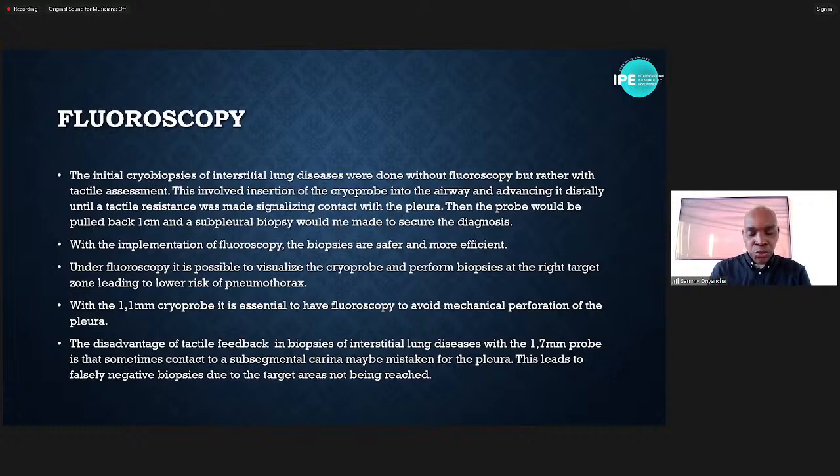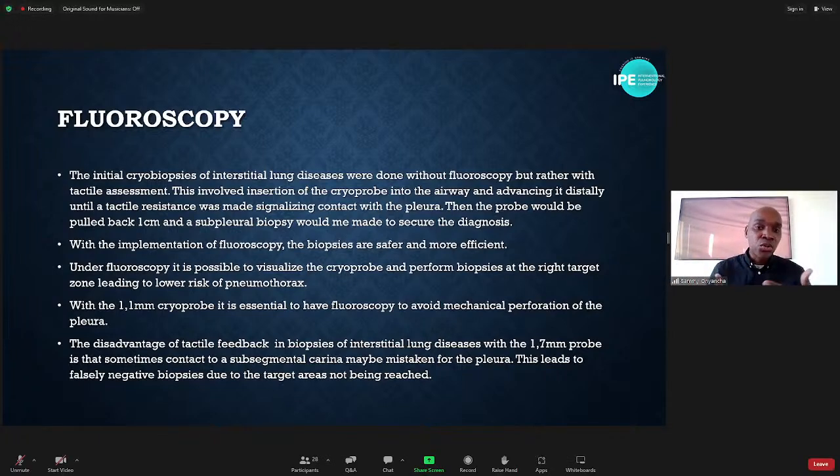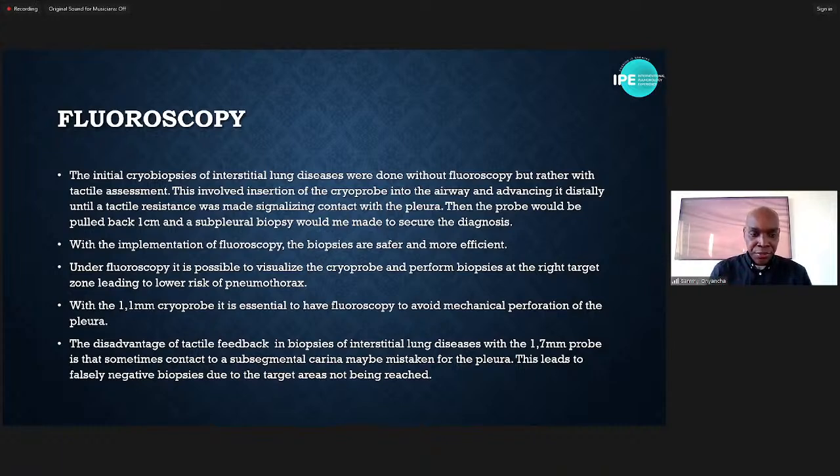The problem is if you're using a 2.4 millimeter cryoprobe, I'll demonstrate with my hand. If we say that my thumb is the pleura, I could end up hitting a sub-segment carina and thinking that I'm in the pleura. So that's why you need the fluoroscopy to make sure that you are at the pleural region, and then you can pull back under fluoroscopic guidance to take the biopsy. With the new 1.1 cryoprobe, I cannot stress enough that you have to use the fluoroscopy, because seeing that it's so small, even though it's blunt, you can still cause a mechanical pneumothorax with it. I've seen that happen quite a while.